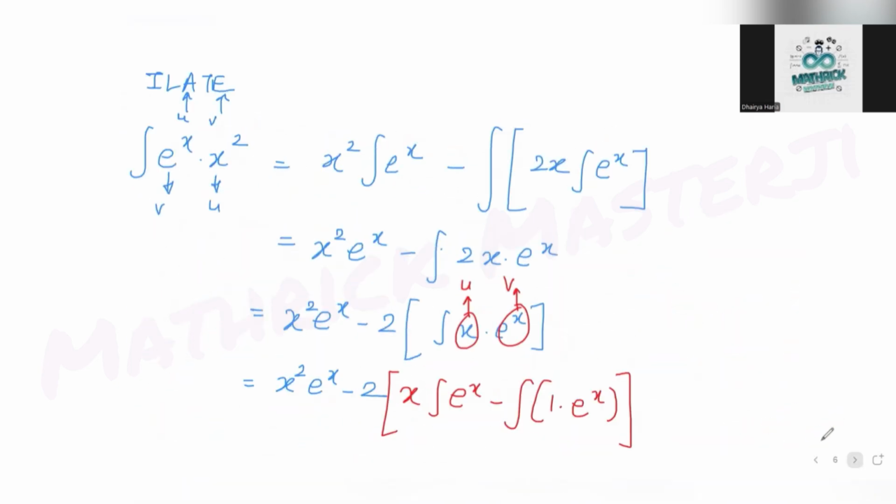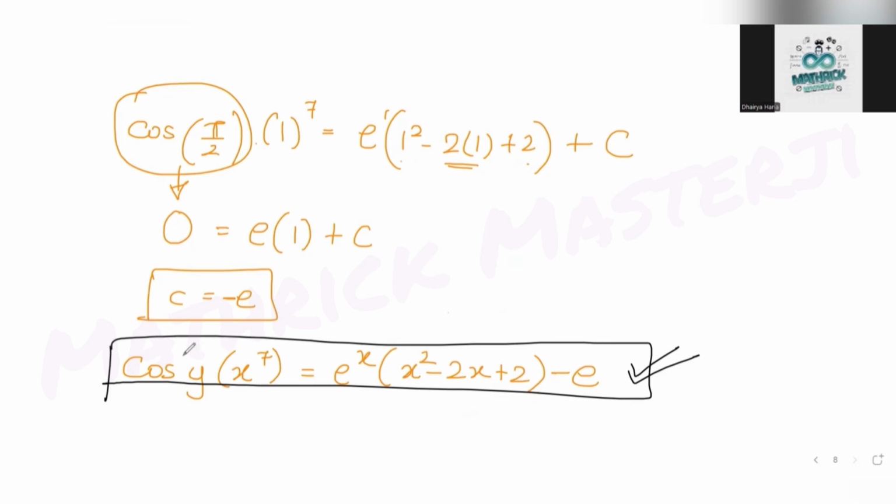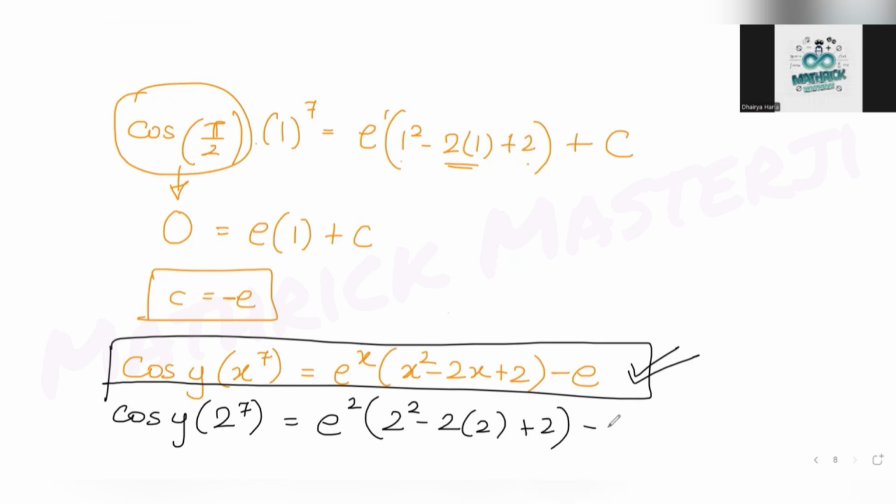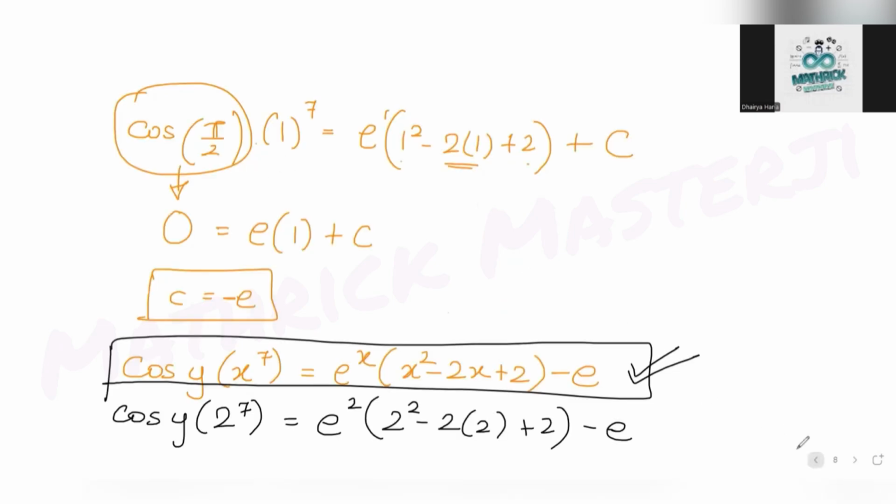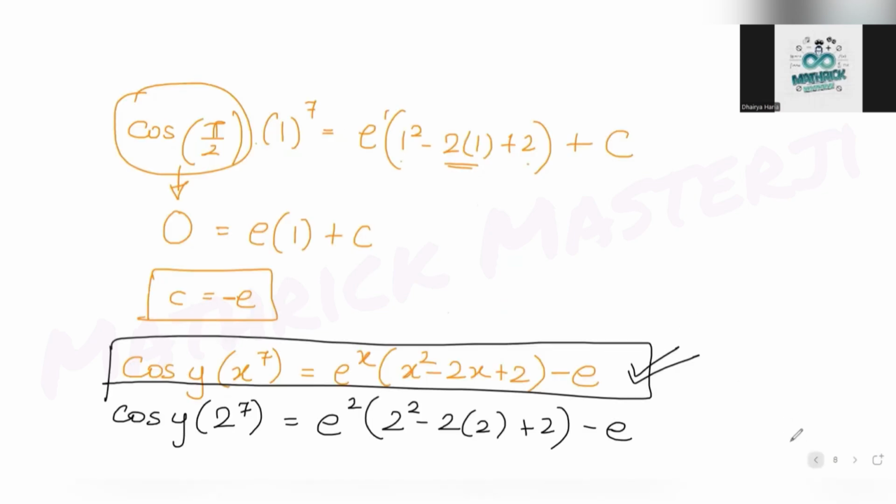So let's put x as 2, so I get the value of cos y. So cos y 2 power 7 is equal to e raised to 2, 2 squared minus 2 times 2 plus 2, minus e. So what do I get from here? Let's see. So cos y 2 raised to 7. So 2 raised to 5 is 32. 2 raised to 6 is 64. 2 raised to 7 becomes 128, is equal to e square.